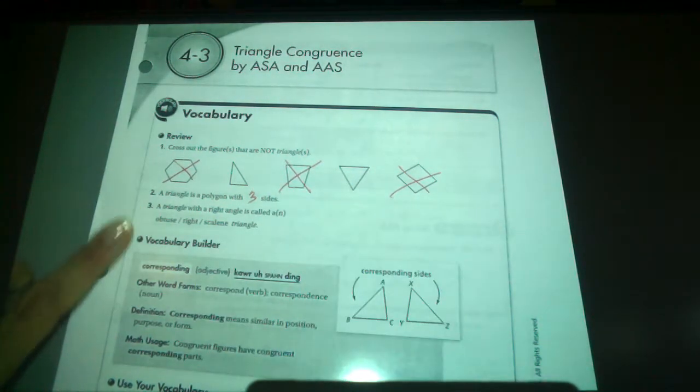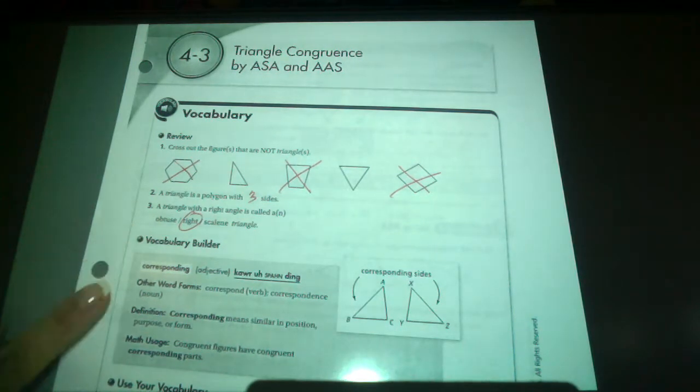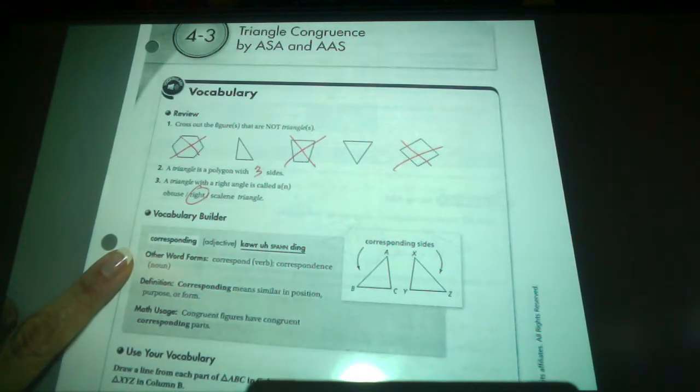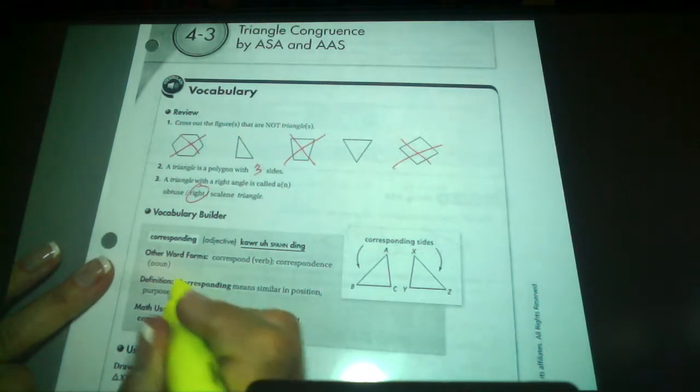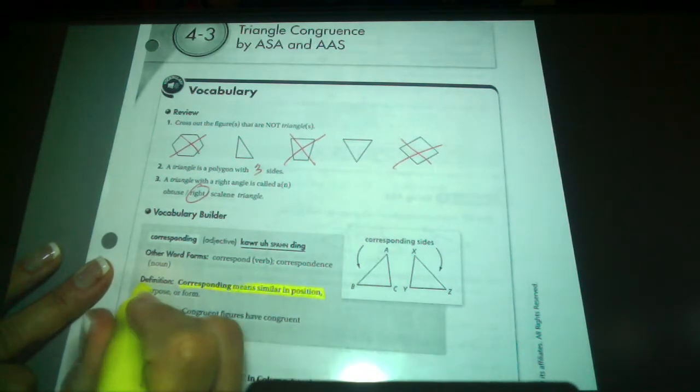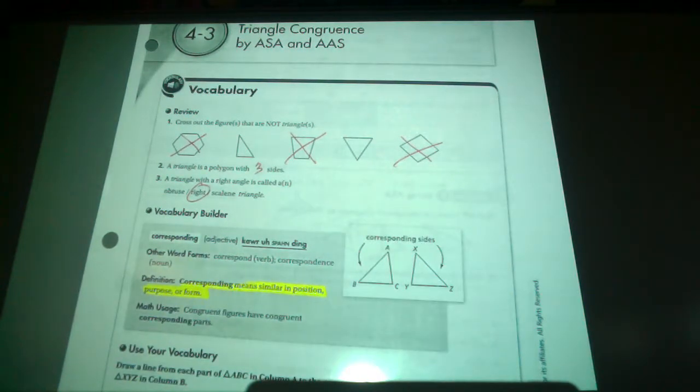A triangle is a polygon with three sides. A triangle with a right angle is called a, wait for it, right triangle. Corresponding, we already know what that means, don't we? Corresponding means in a similar position, purpose, or form.